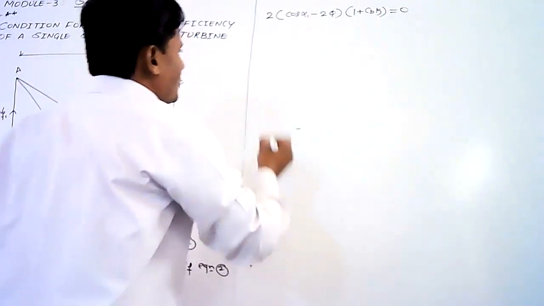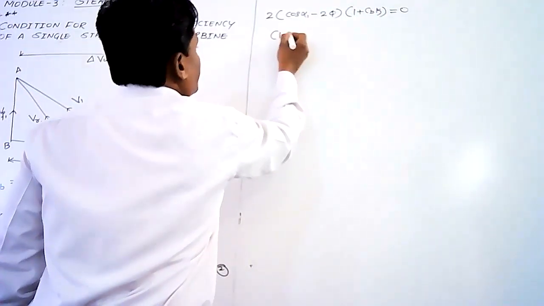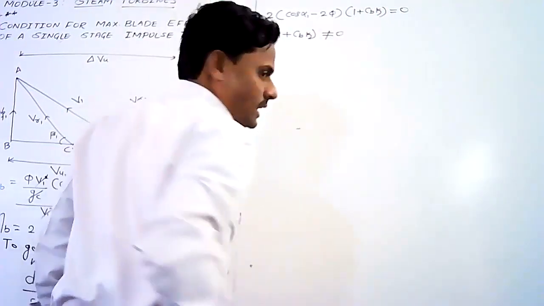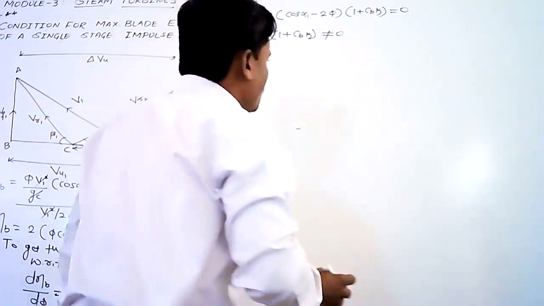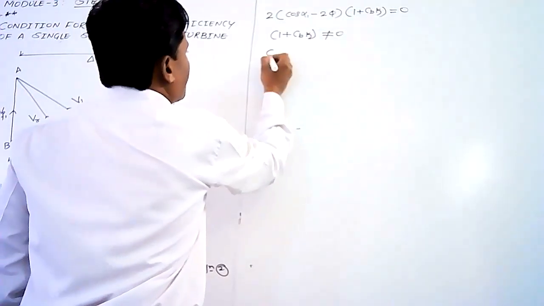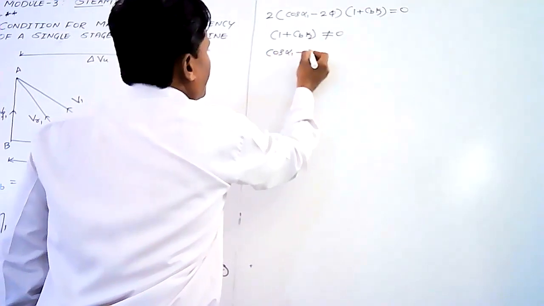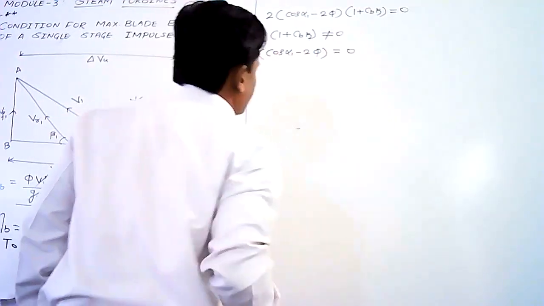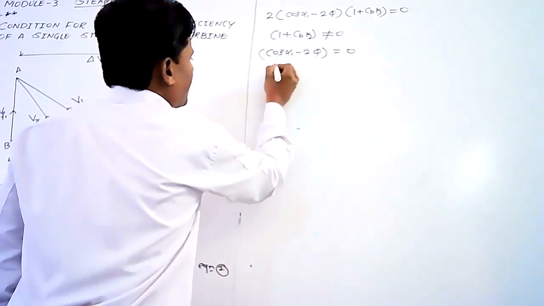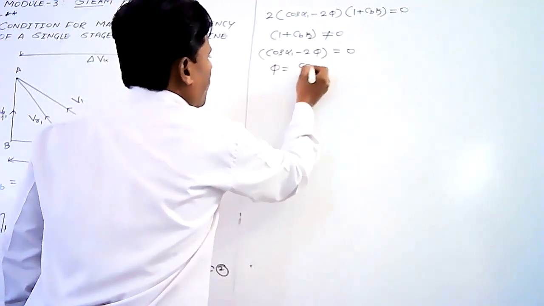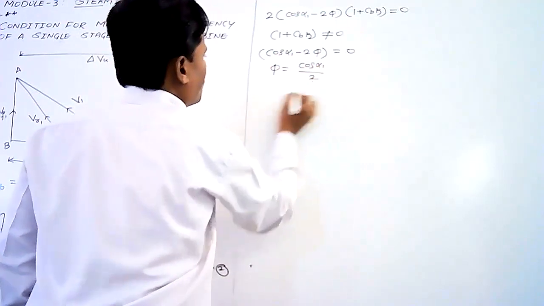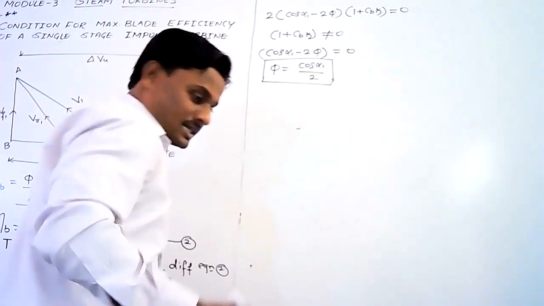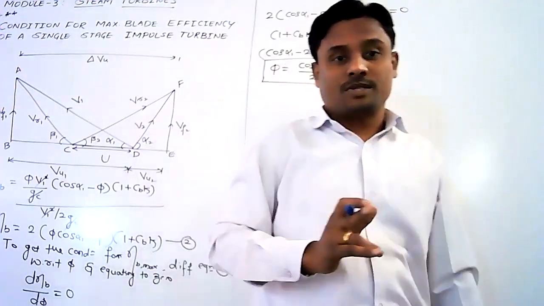Of course, we have to equate it to 0, because 1 plus Cb into K is a constant term. Here in this equation, 1 plus Cb into K will never be equal to 0. So we are left with cos alpha 1 minus 2 phi, which can be equal to 0. So after rearranging, I can get phi equals cos alpha 1 divided by 2. So this is the condition for maximum blade efficiency of a single stage impulse turbine.